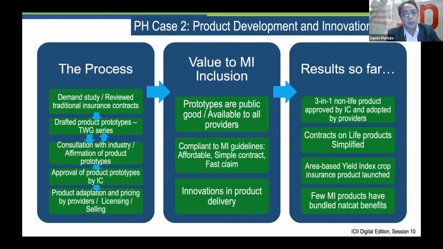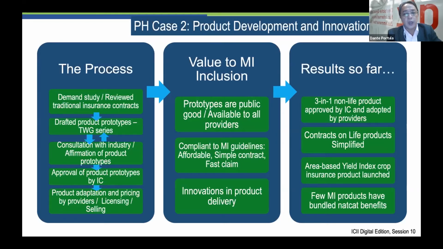So just quickly in terms of processes, we also did some demand study. We reviewed the traditional insurance contracts so that we are able to see what are the enhancements that we need to do there. We drafted the product prototypes through technical working group meetings. We also did consultations of these prototypes. And then finally, the Insurance Commission approved the standard products. And then these standard products were adopted by the different insurance companies in terms of pricing, because the prototype doesn't have a price. So it's up to the company to put a price, and accordingly to their distribution model.